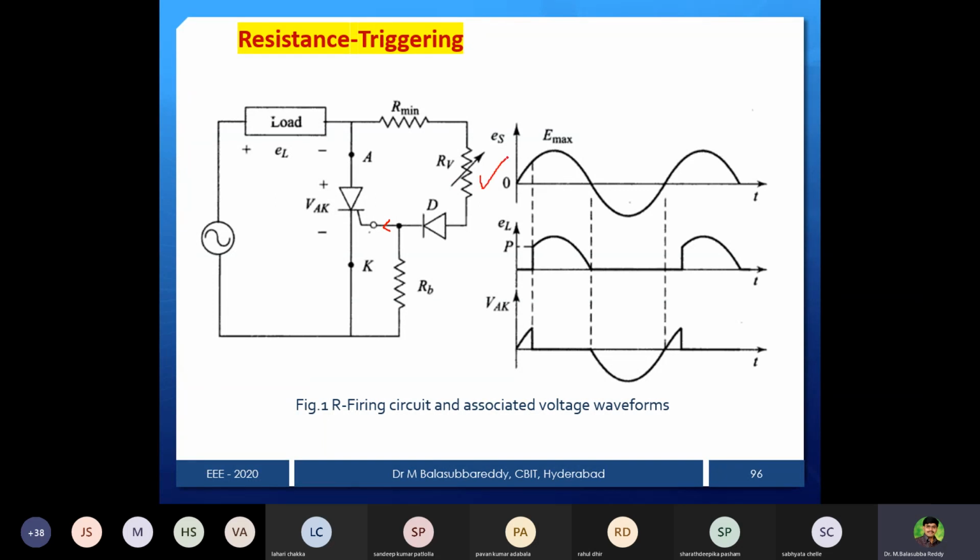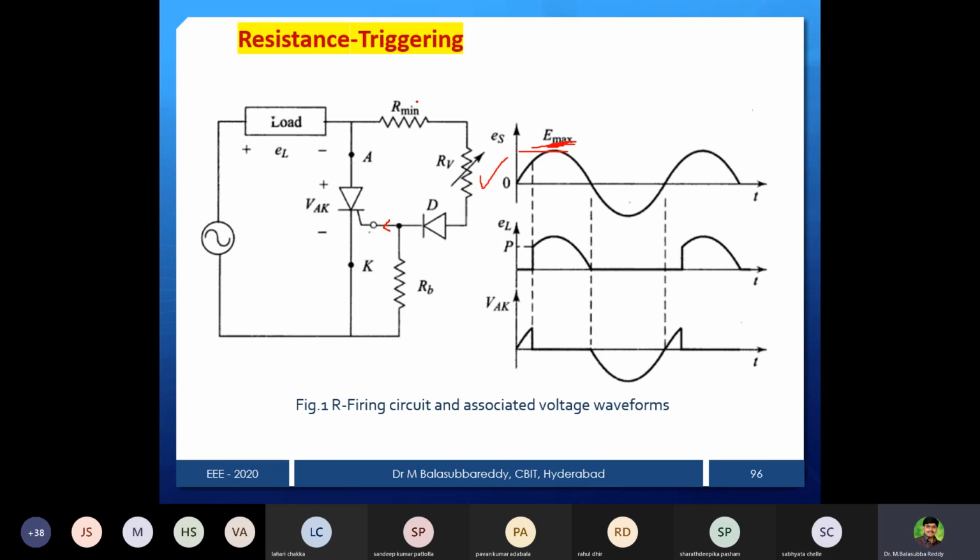by controlling the RV value. Suppose I keep the RV value very large, then what will happen? Requiring more voltage means the maximum available voltage with you is only E maximum, so beyond that I can't get it. That's why, if I keep a very large value, the device will never trigger. That is one problem if I keep the RV value very large.